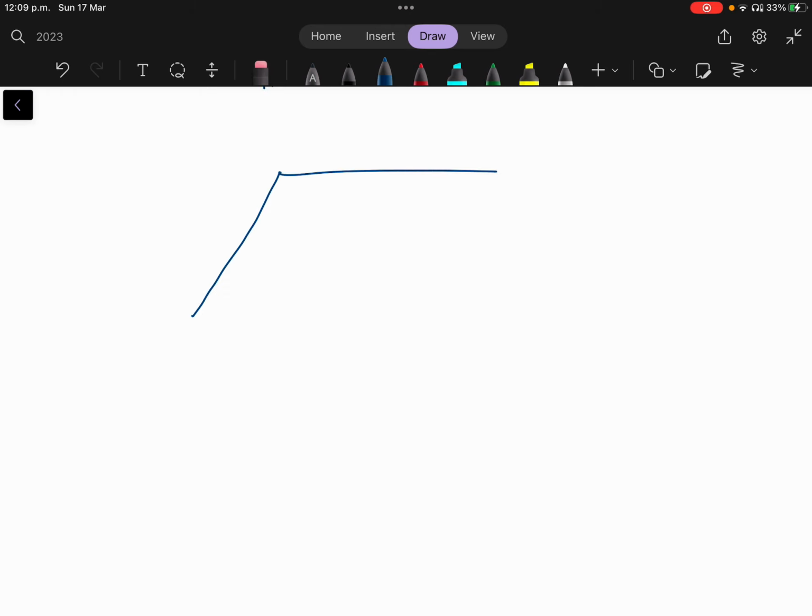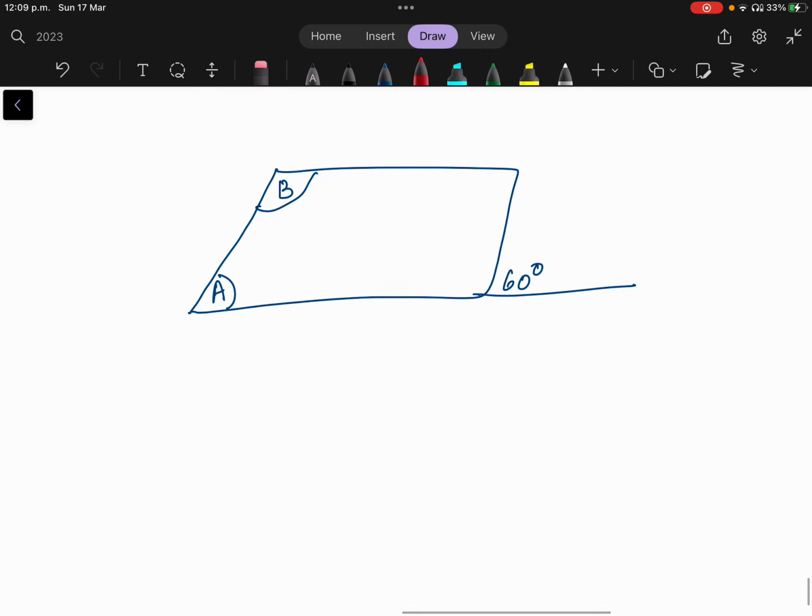For example, suppose I have a parallelogram like this and this angle is 60° and they're giving A here, B here, you need to find out the values. So how will you do it? First thing is you need to find out this angle, and the total angle is 180, so this will be 120°. Okay, and since this is a parallelogram, opposite angles are equal, so this will be 120°.